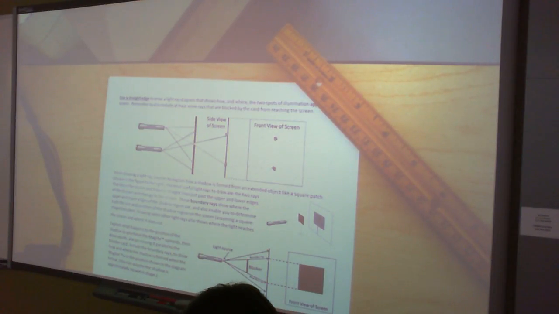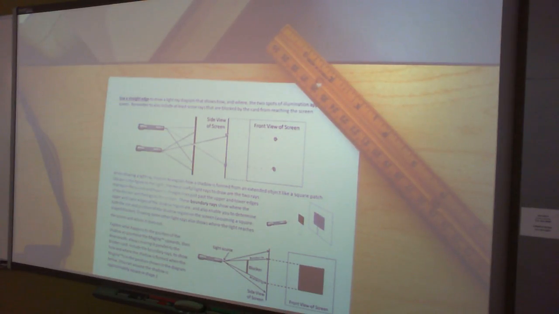So go ahead and continue reading through that. This will talk about those rays, so take a second to read through this next page. So our boundary rays are important.